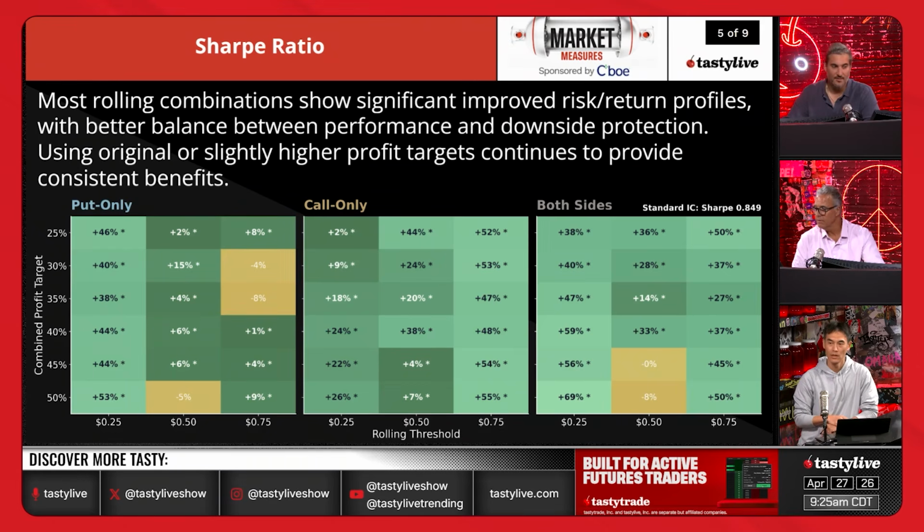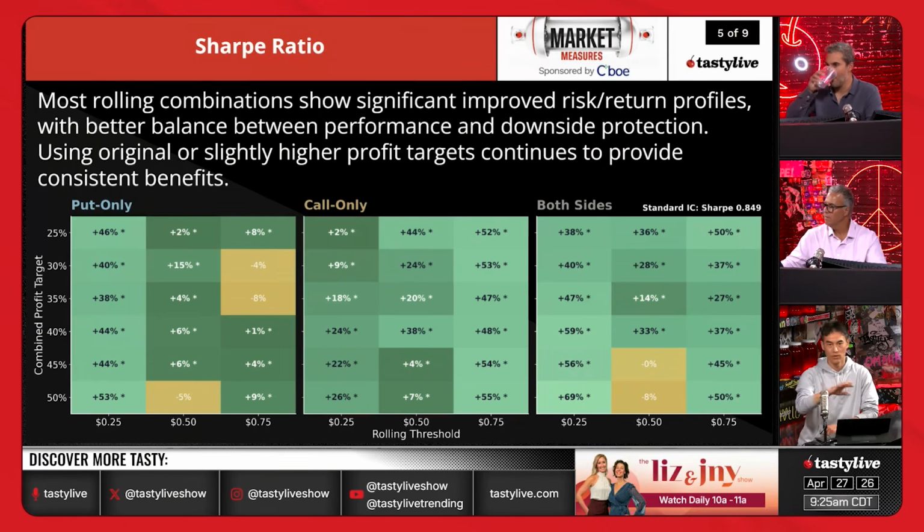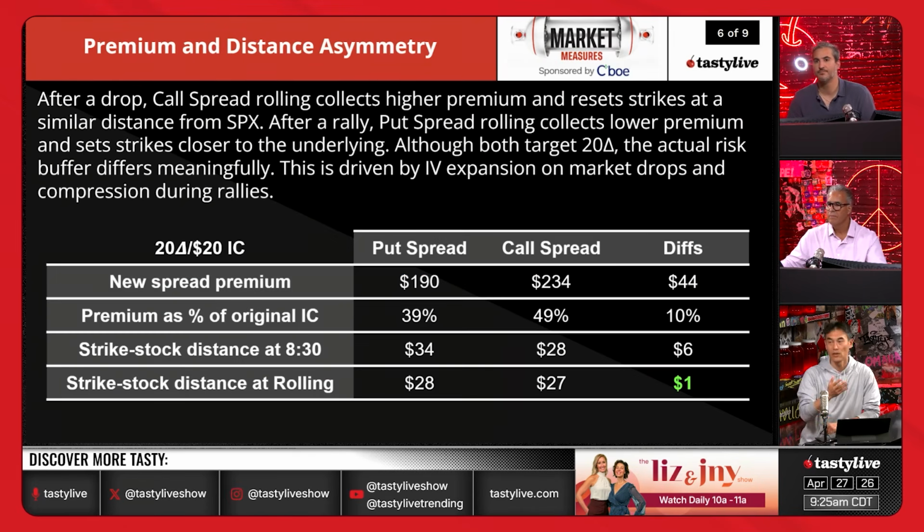That's good stuff. So the next one is the Sharpe ratio. Because we have a lot of numbers here, the Sharpe ratio is going to give you a great view on the risk-reward. Let's go to the next one. Is it the next one? Oh, this is already the Sharpe ratio.